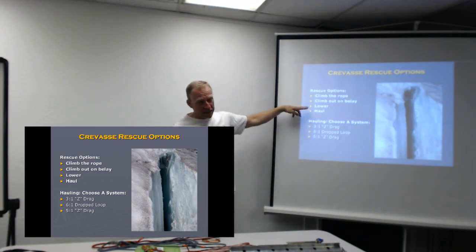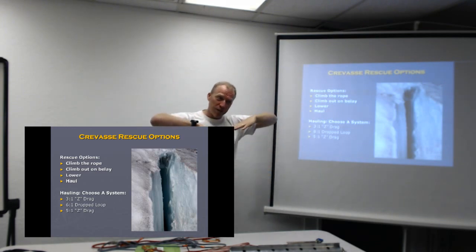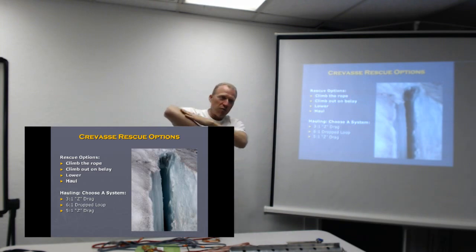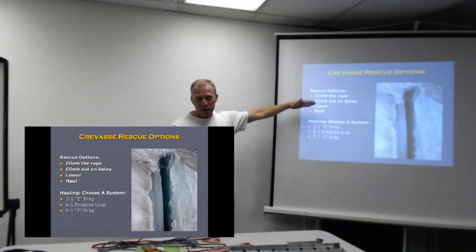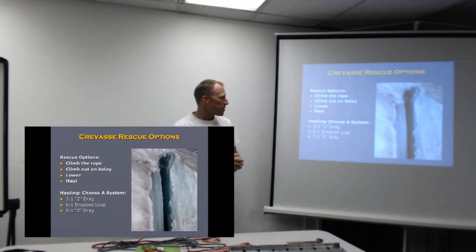Another option, surprisingly, is you can actually sometimes lower them to safety, because remember those collapsed snow bridges I was talking about? So sometimes you can lower them to a place where they can actually walk back out again. And that would be simple and safer. But if they can't climb the rope, if they can't climb out on belay, if they can't be lowered, and they're still in the crevasse, then what you've got to do is haul them. So that's where the crevasse rescue thing comes in.